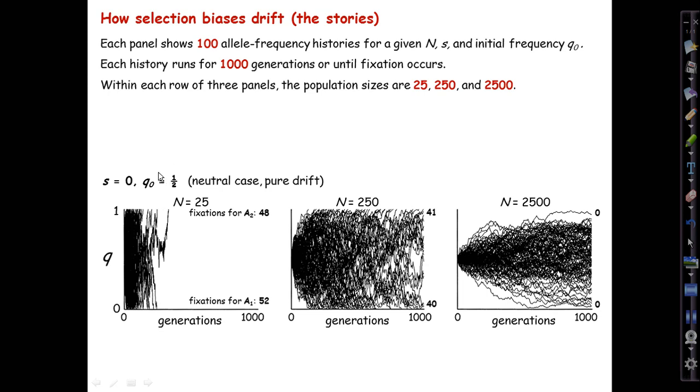These are movies that I made by simulating these scenarios on my computer. Each panel in these displays shows 100 allele frequency histories for a given N, s, and initial frequency q0. These are similar in spirit to those pictures I showed previously from the textbook, but there are more of them, and the histories run longer. Each history runs for 1,000 generations along the x-axis, time going from left to right, or until fixation occurs.